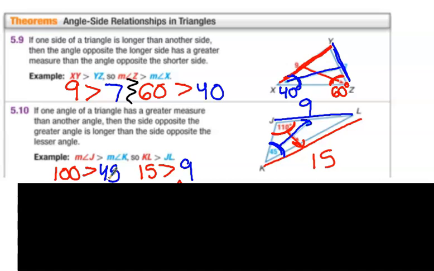All right. An angle of 110, sorry about that. An angle that's 110 degrees is going to be greater than an angle that's 45 degrees. And the same with the sides. A side of 15 is going to be greater than a side of 9. It's just talking about the relationship between the angle and the side that's opposite of it.